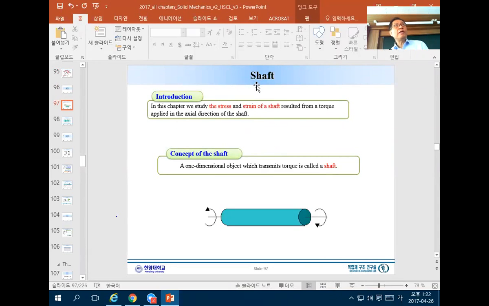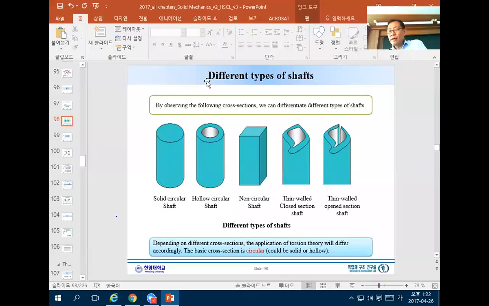Okay, first of all, we need to define what the shaft is. Definition of a shaft. Well, the shaft, geometry-wise, is a long, slender structure we call a one-dimensional structure, longer than the cross-sectional dimension and subject to torsion, twisting in this case. And there are many different types of shaft. Okay, a shaft is the structure which will be subject to torsion. Okay, that is the structure.